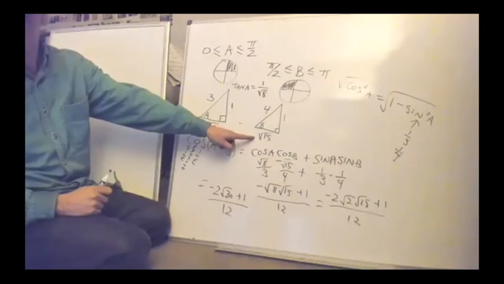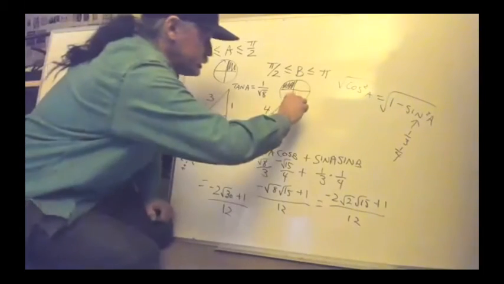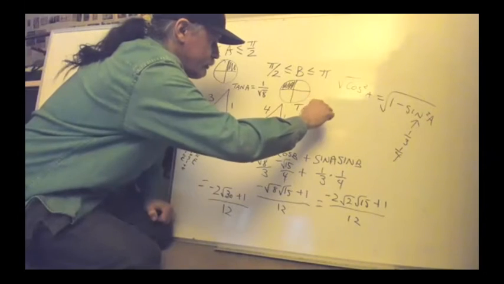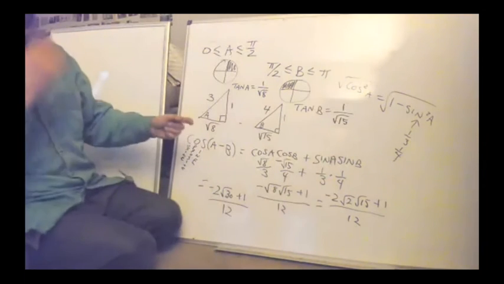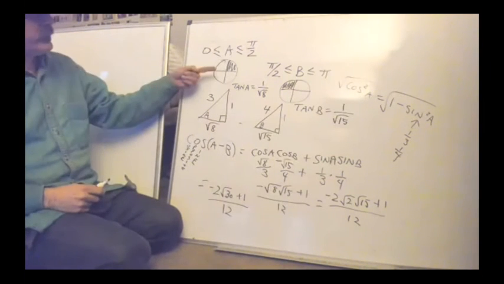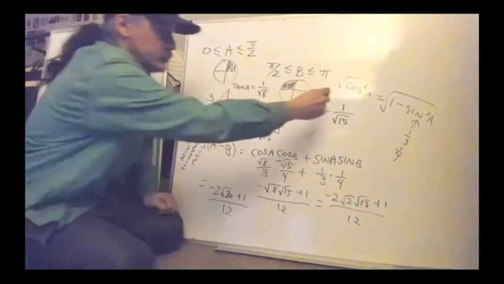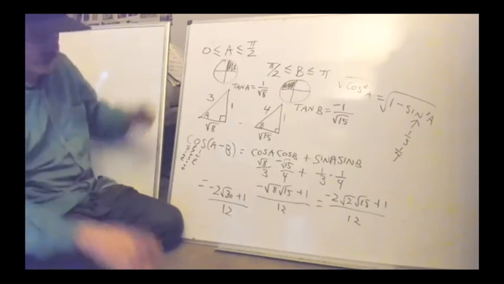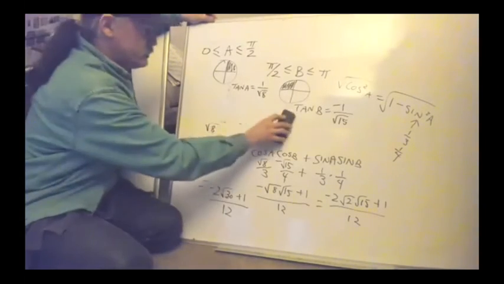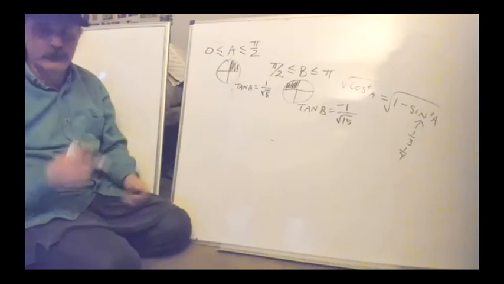What about over here? Well, again, vertical over horizontal, opposite over adjacent. The tangent of B would be 1 over root 15. Okay, now we decide, is it positive or negative? Well, first quadrant, they're all positive. Second quadrant, the tangents are negative, so this should be negative. All right, I'm going to erase all this. The issue here mainly is how to simplify once we set this up.